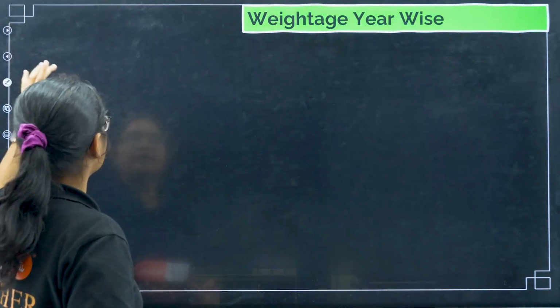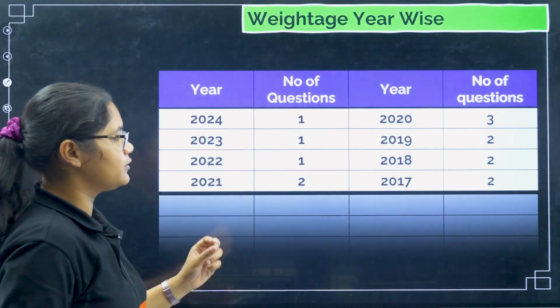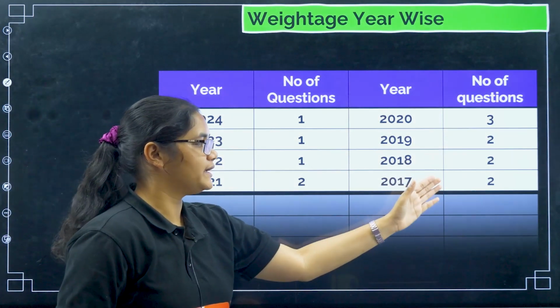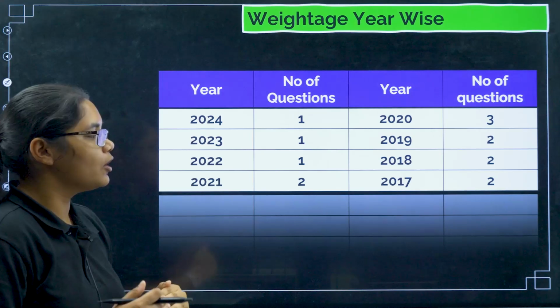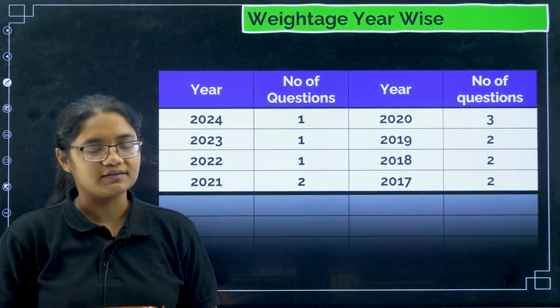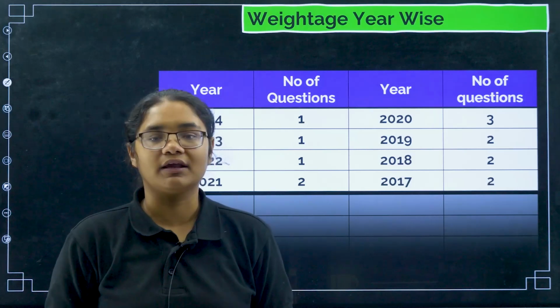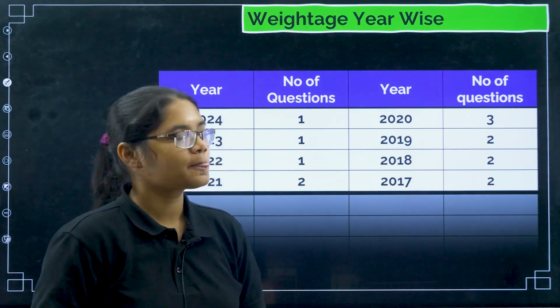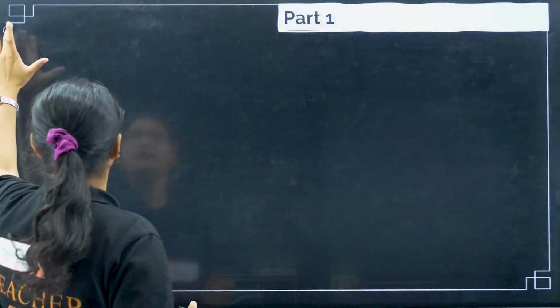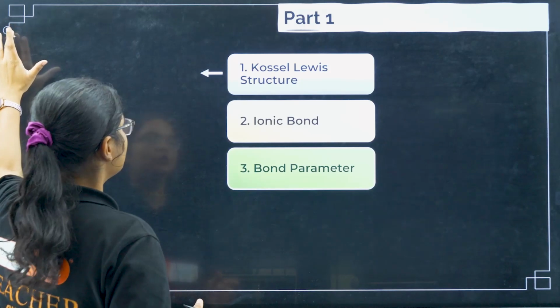Now starting from the weightage, this chapter has a lot of weightage from 2017 to 2024. Almost 1 to 2 questions have been asked every year, and this year the weightage is more. You can expect 2 to 3 questions from this particular chapter. Now coming to the first topic, that is Lewis structure.